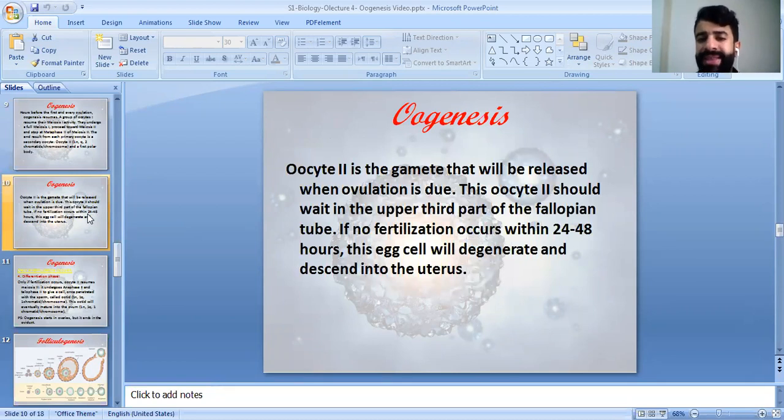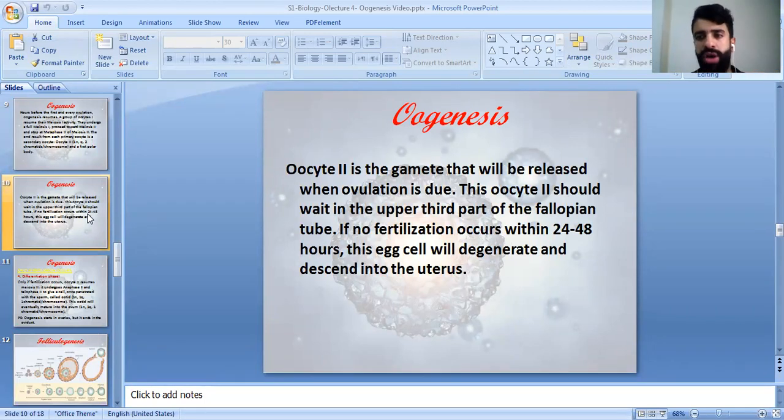Oocyte 2 is the gamete. When ovulation occurs, it will be released. So oocyte 2 is the gamete that will be released when ovulation occurs. On which day of the menstrual cycle? At day 14. This oocyte 2 should wait in the upper third part, in the upper part of the fallopian tube.